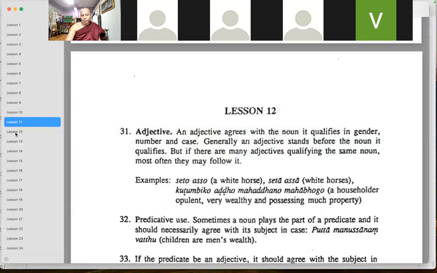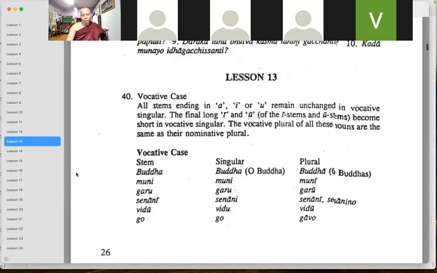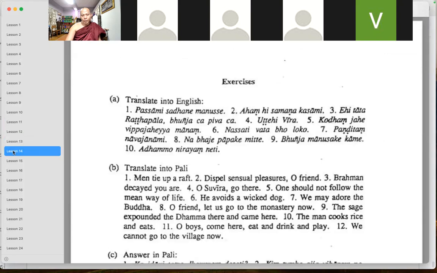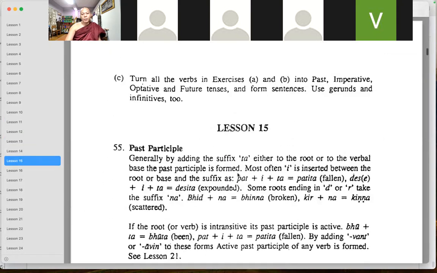Lesson 12 is about the adjectives, and lesson 13 about the noun starting vocatives, about vowel ending. Lesson 14 also, you see instrumental. But 15 is about the past participle. That is, I skipped that one. That one is a later part.